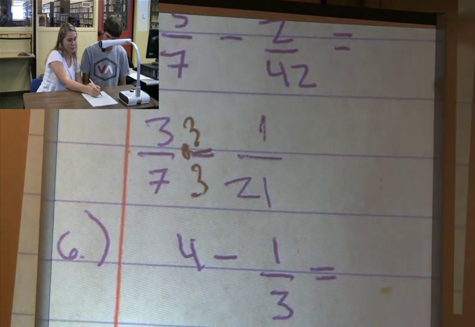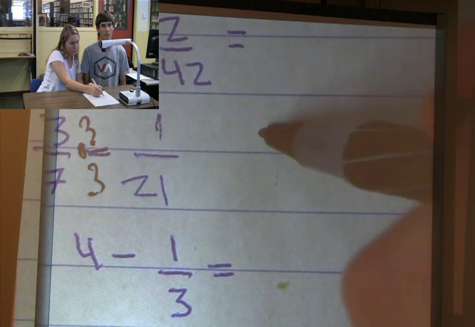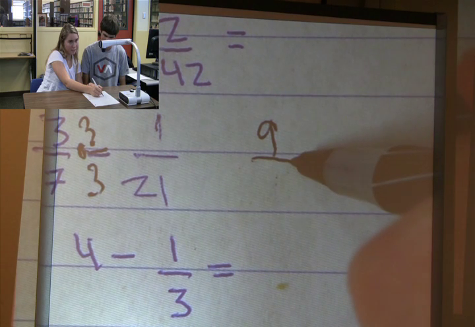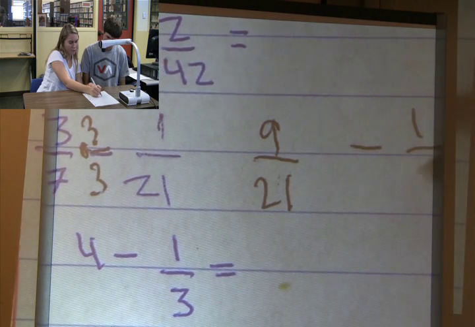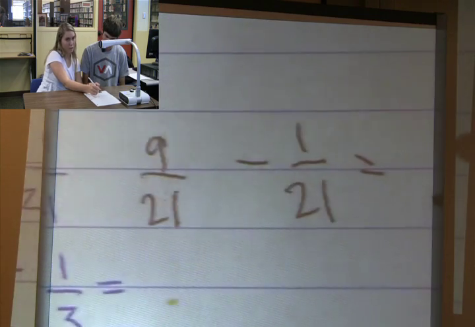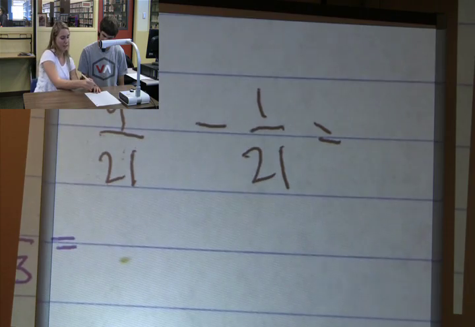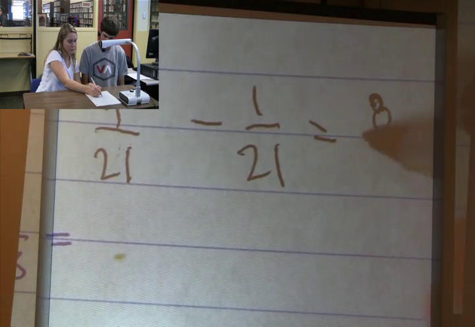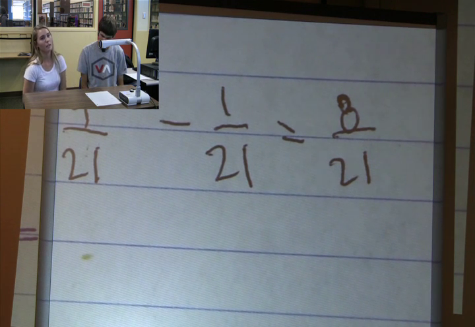Okay, so then 3 times 3 equals 9. And 3 times 7 equals 21. And then you still have your 1 over 21. Okay, and then 9 minus 1 is 8. And then it would just be over 21 still. Yep, perfect. Can you reduce that?